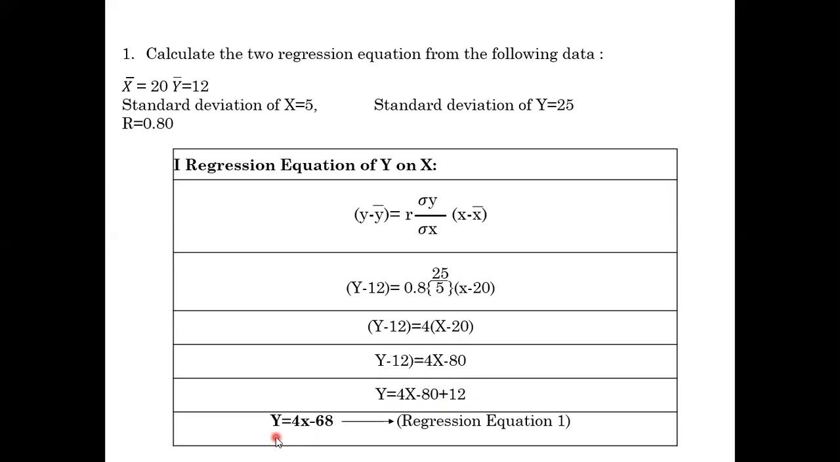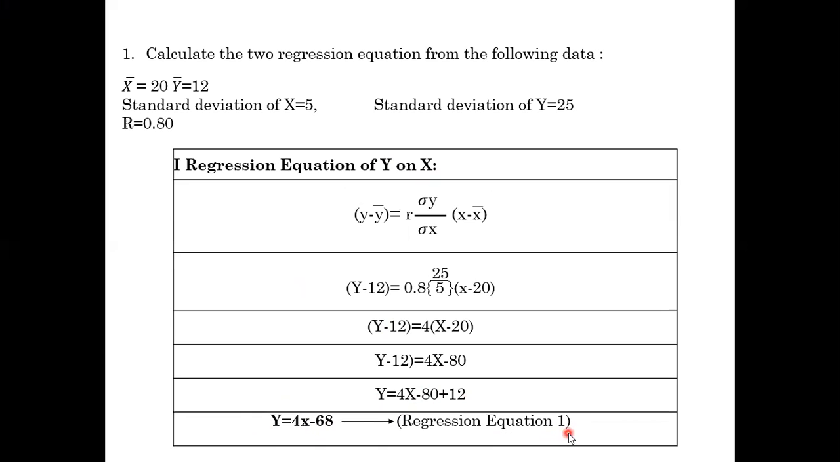Now y is equal to 4x as it is. Here minus into plus will be minus, so we have to put the minus sign. Minus 80 minus 12 is equal to minus 68. So this is regression equation 1, that is y on x: y is equal to 4x minus 68. This is regression equation 1.